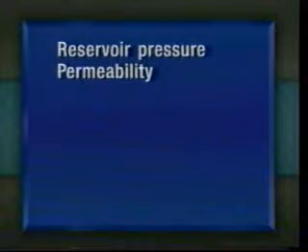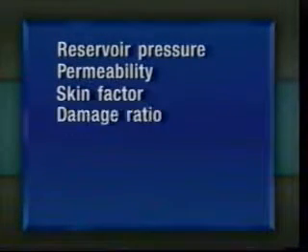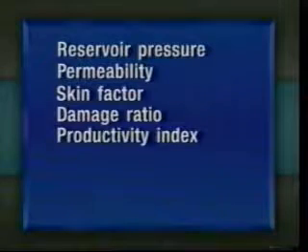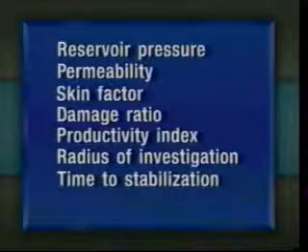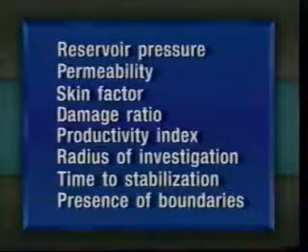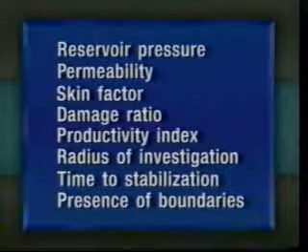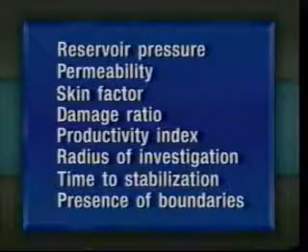Typically, the reservoir data that can be obtained from a pressure transient analysis include reservoir pressure, permeability, skin factor, the damage ratio, the PI or productivity index, radius of investigation and time to stabilization, degree of reservoir depletion, and the presence of faults, barriers, fluid contacts, or pinch-outs.